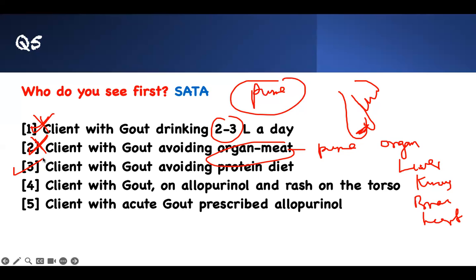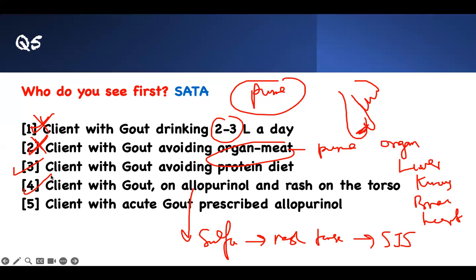Client with gout on allopurinol and a rash on the torso. Yeah, allopurinol is a what? Sulfur drug. When you have a sulfur drug with a rash on your chest, it's Stevens-Johnson syndrome. Yeah, we have a problem. It's a B-sharp moment. So I've got to see you.